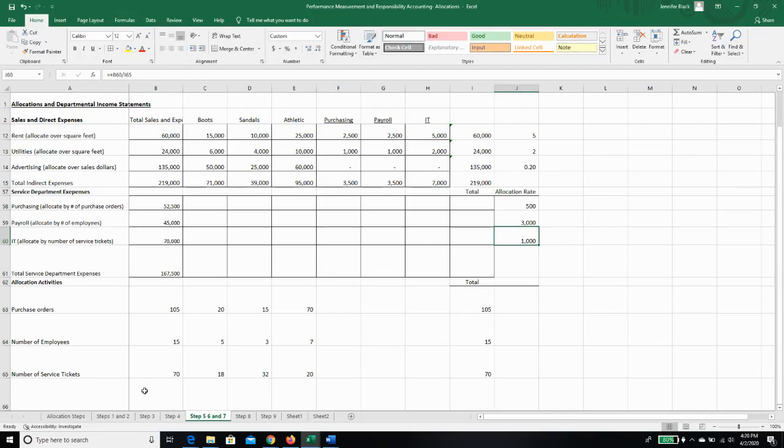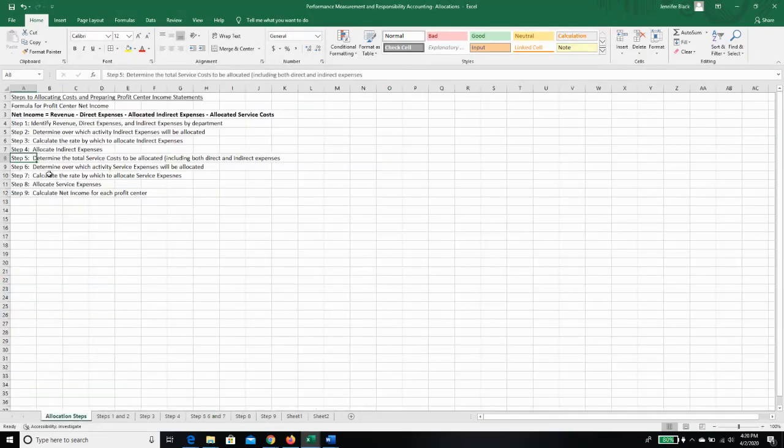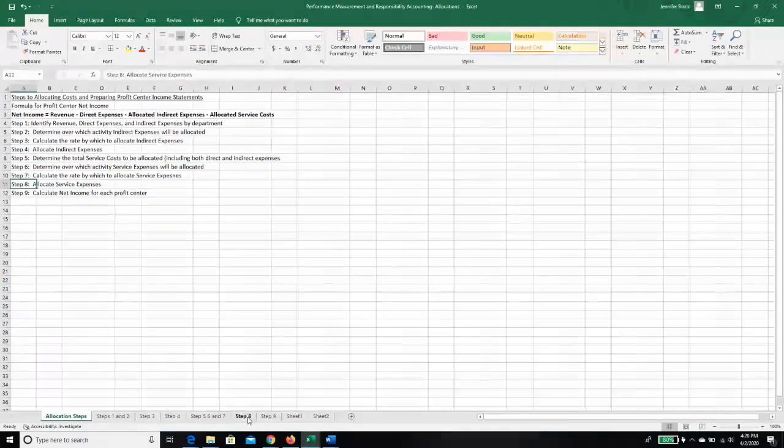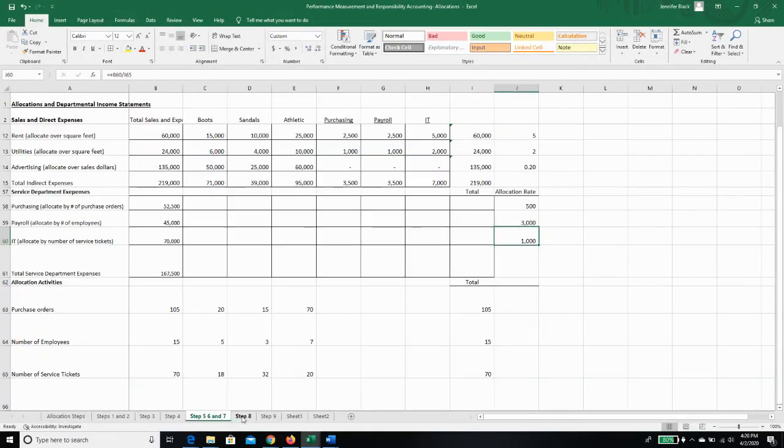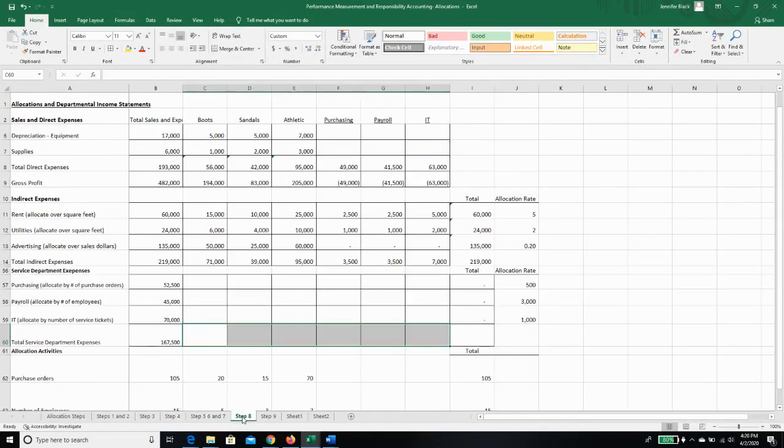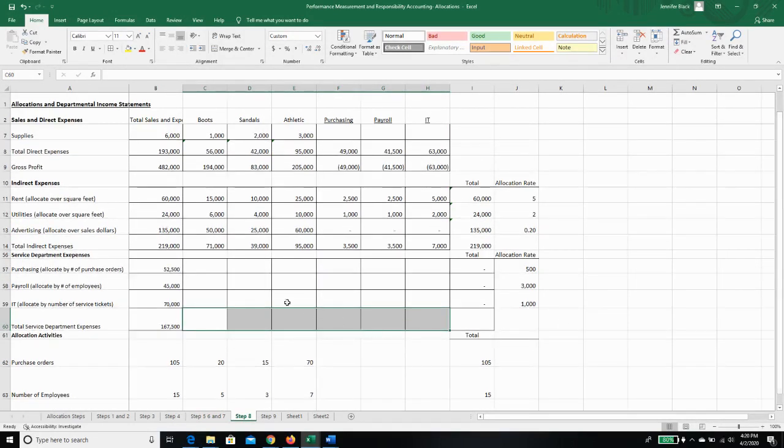Okay, so I think that wraps up 5, 6, and 7. And then in step 8, we're going to actually allocate the cost. So let's go over to the tab for step 8. We'll do it correctly this time. And we're just going to do our allocations.